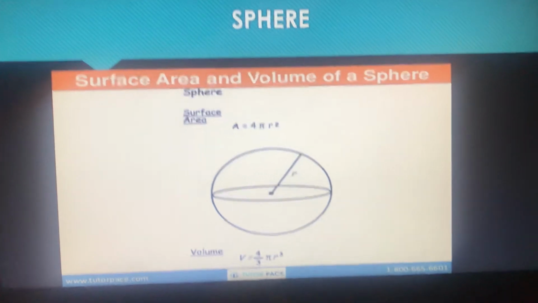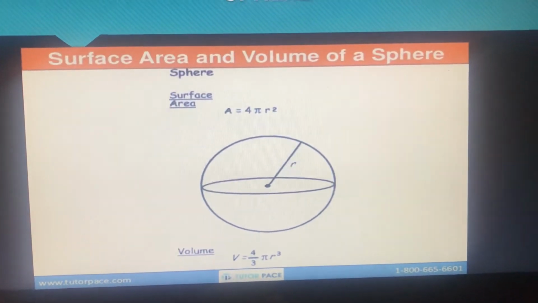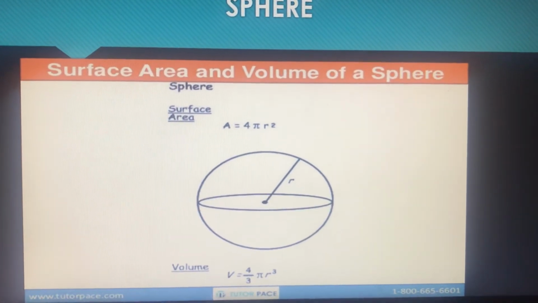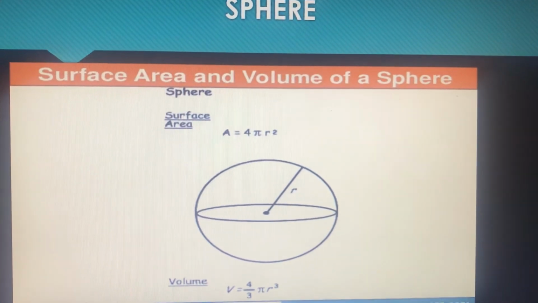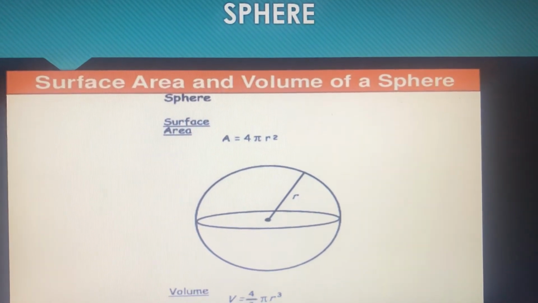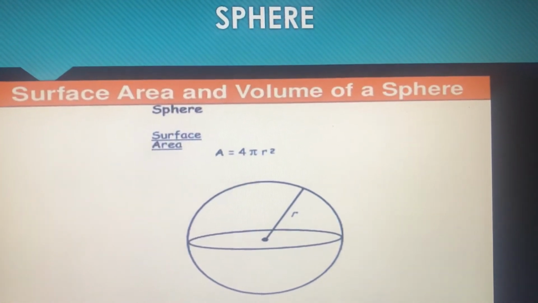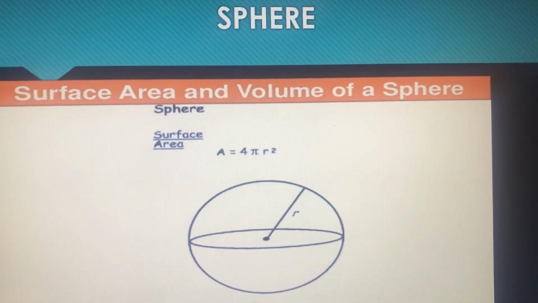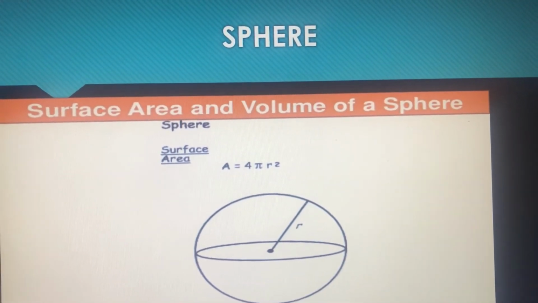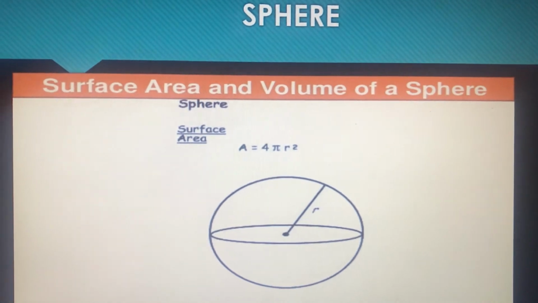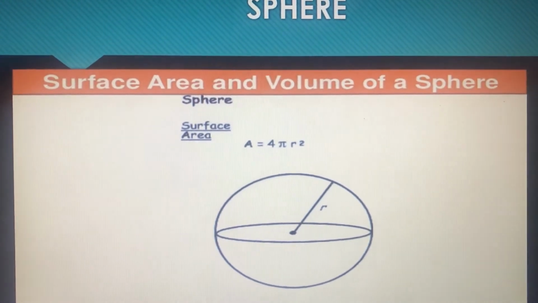I have the formulas down here for you: the surface area and the volume. The surface area is at top. A, for area, equals 4 times pi times r squared. So in the diagram, they show you the r, of course, is the radius, and you'll just plug in what the r is and then complete the operation that way.